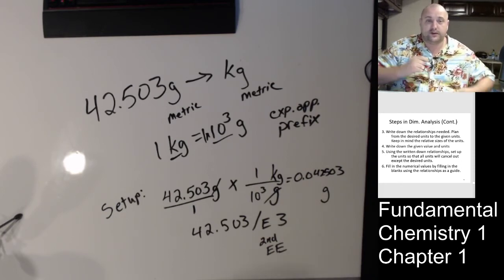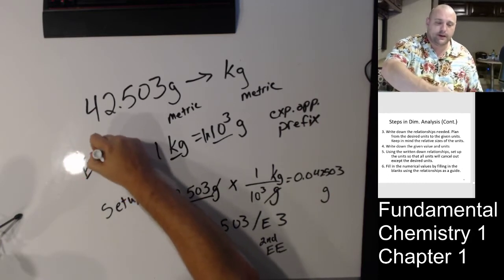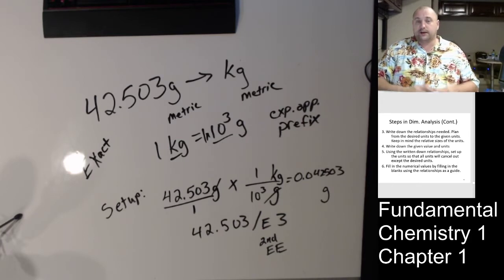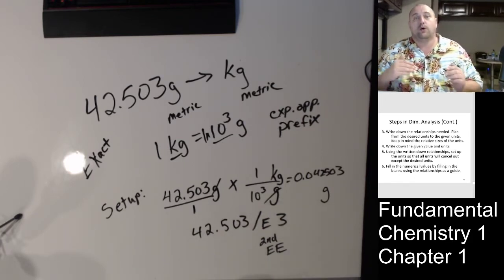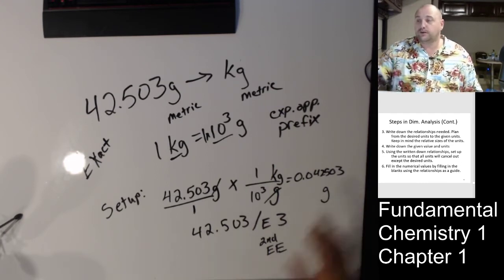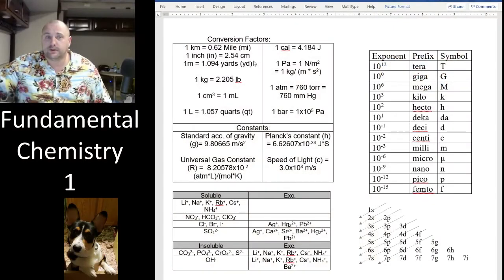Now, one of the keys to sig figs that we haven't really talked about in class a lot yet is this idea of exact numbers. An exact number is something that was measured or defined, and so it has no uncertainty. So when I look at my list of these conversion factors, these are all exact numbers, okay? They're by definition.